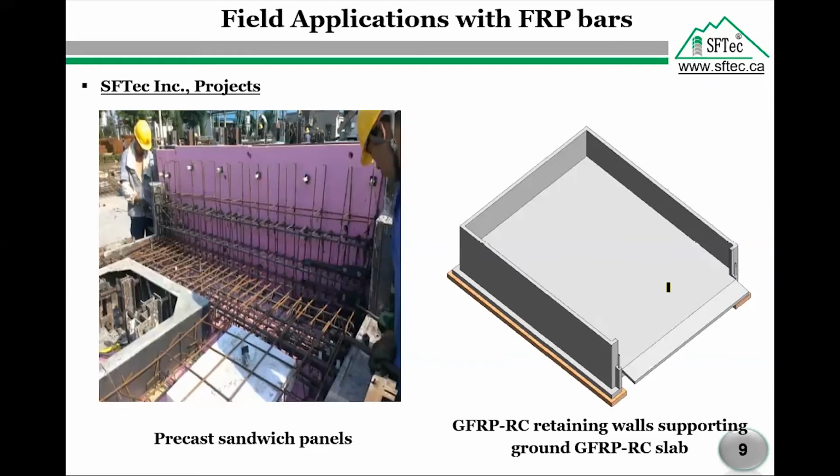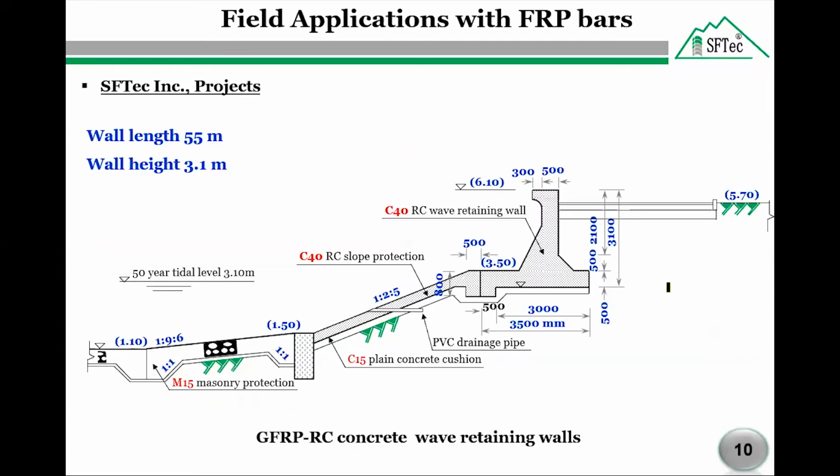Another example here on our right side is GFRP reinforced concrete retaining walls supporting a GFRP reinforced concrete ground slab for the city of Montreal. Finally, we have another great field application with our GFRP bars in reconstructing the reinforced concrete wave wall. For your information, the wall length is 55 meters, while the wall height is 3.1 meters. Today, we are going to deal with the design of this wall in detail in the upcoming slides.